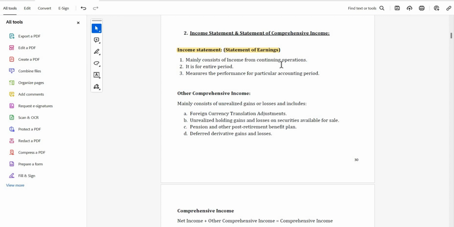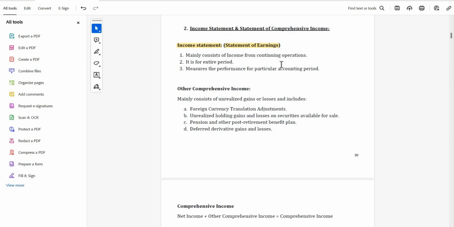So this is just the basic introduction lecture. We are just understanding the terms. So the income statement mainly consists of continuing operation. It is for the entire period and measures the performance of a particular accounting period.